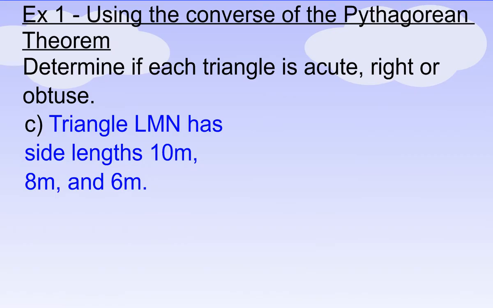This letter C says triangle LMN has side lengths 10, 8, and 6 meters. Determine if that triangle is right, acute, or obtuse. Go ahead and pause the video now. When you're ready to continue, hit play, and we'll go through it together.